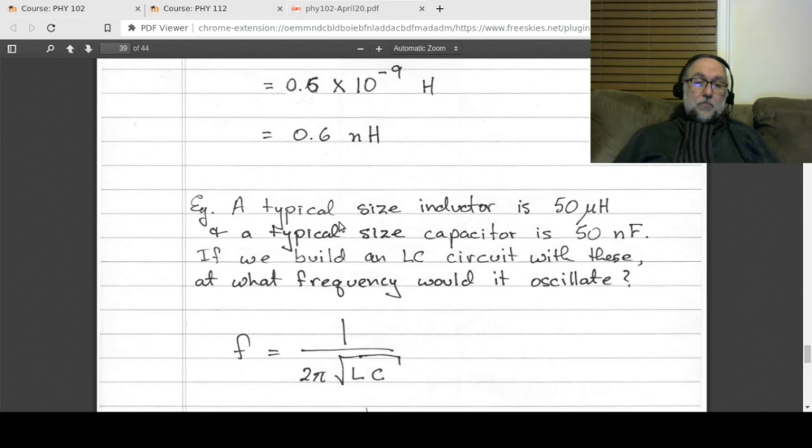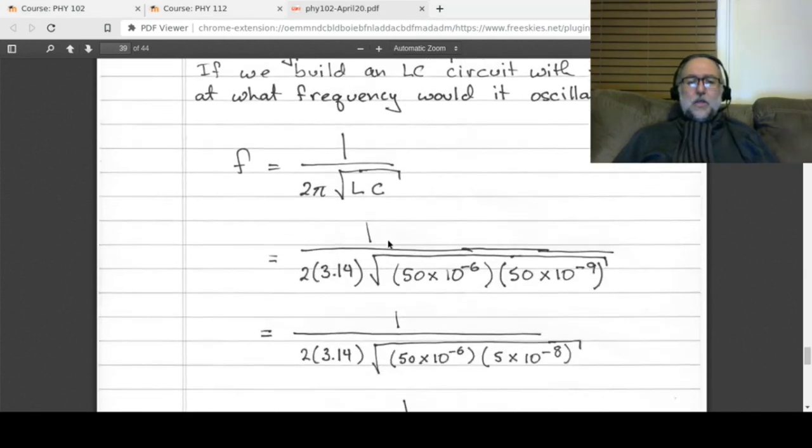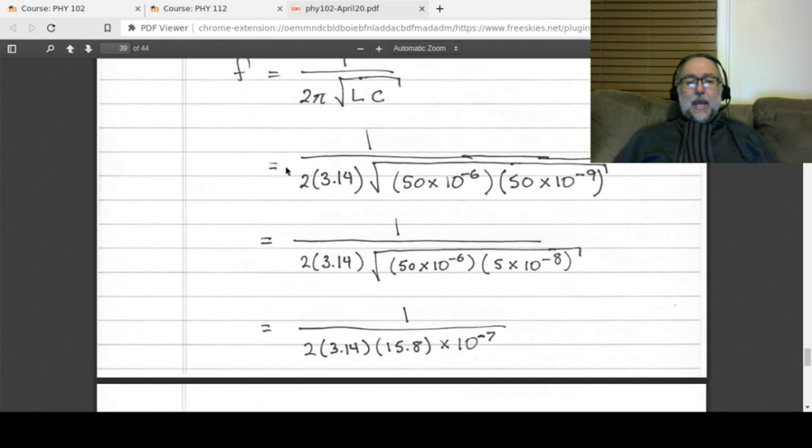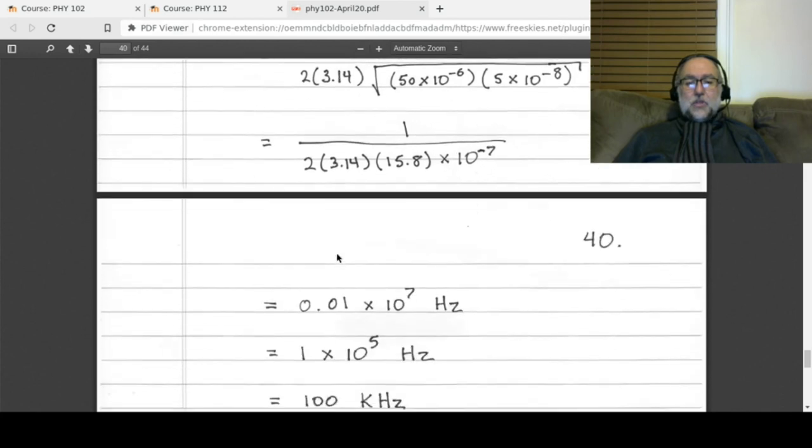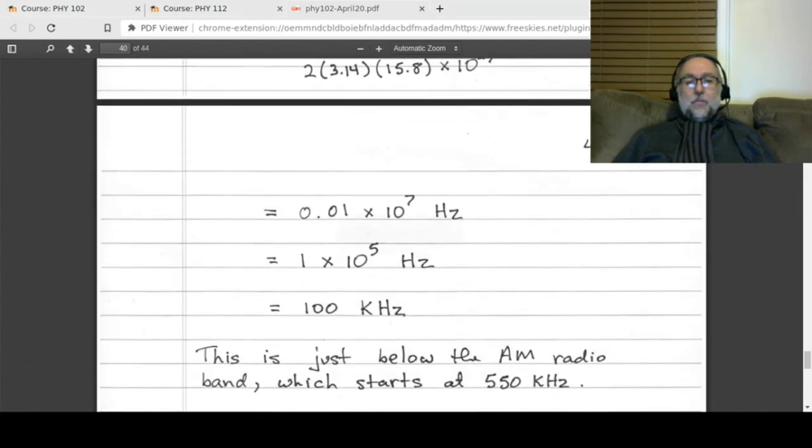Here's another example. A typical size inductor is 50 microhenries, and a typical size capacitor is 50 nanofarads. We build an LC circuit, and at what frequency does it oscillate? I just wanted to show you what frequencies you get with typical size capacitors and inductors. So you plug in these numbers, and I'm just going to skip the details here. You wind up with 100 kilohertz.